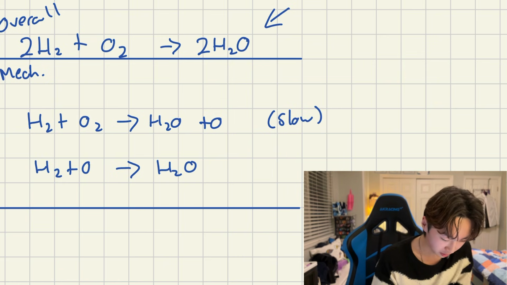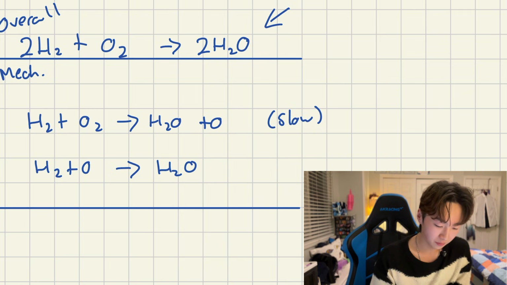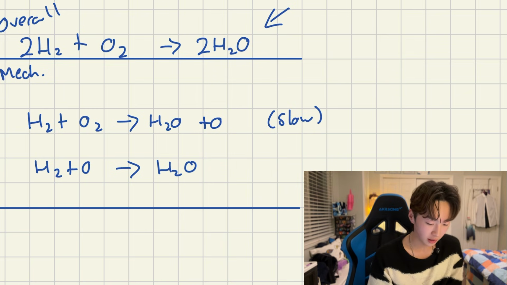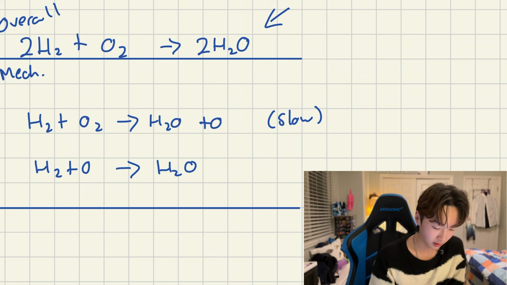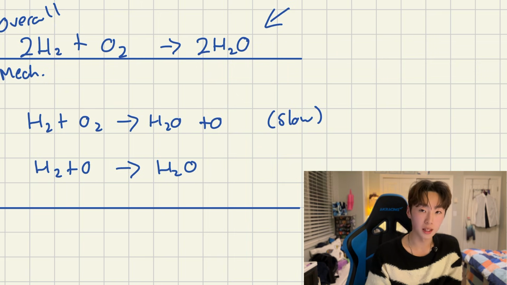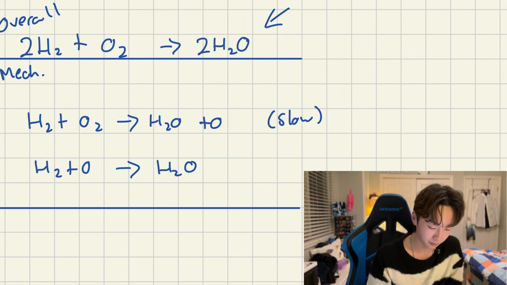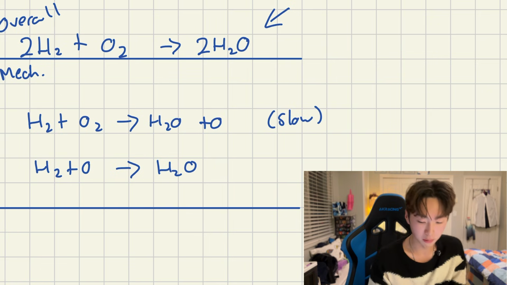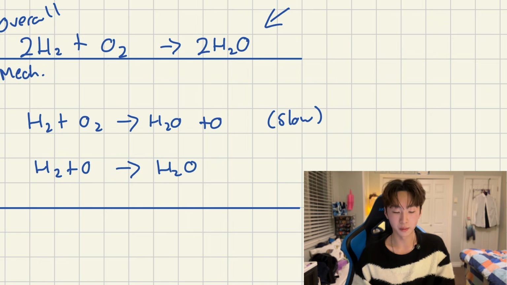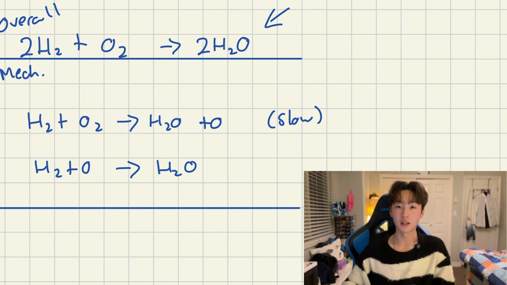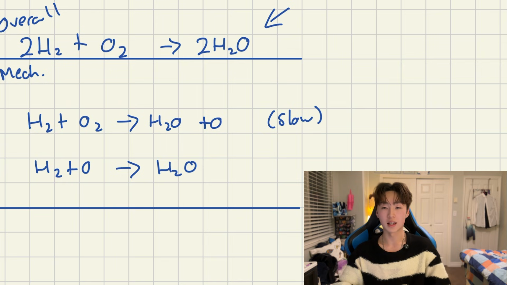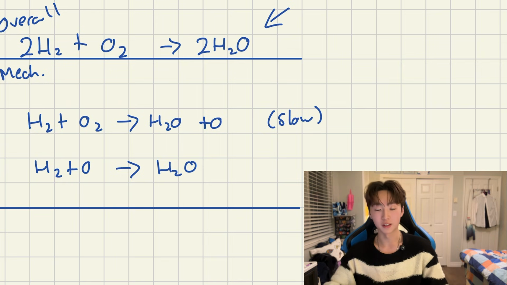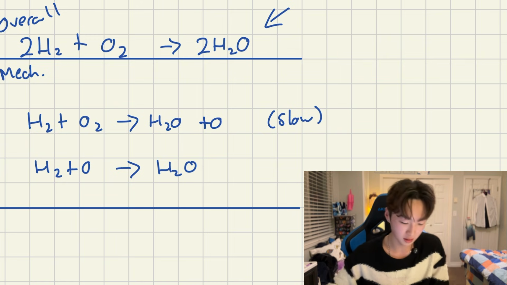So you start with H2 plus O2, which gives you water and just O. And then the second step is H2 plus that O that was just made, giving you water. The first step is slow, which is known as the rate determining step. The slow step determines the rate because it's the slowest, and all the other steps have to wait for that one step to be completed before they can proceed.